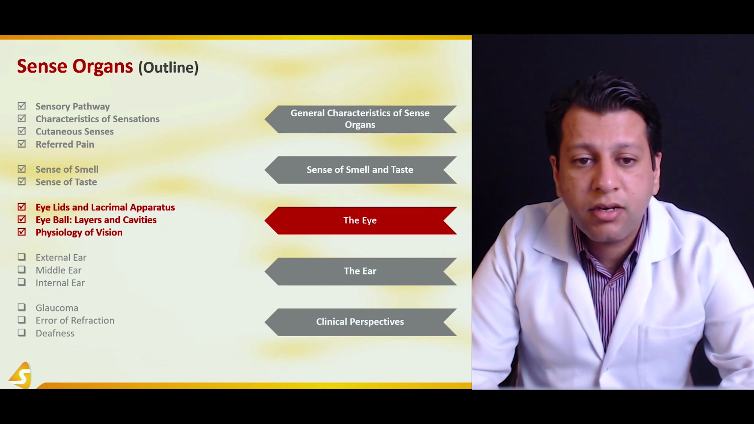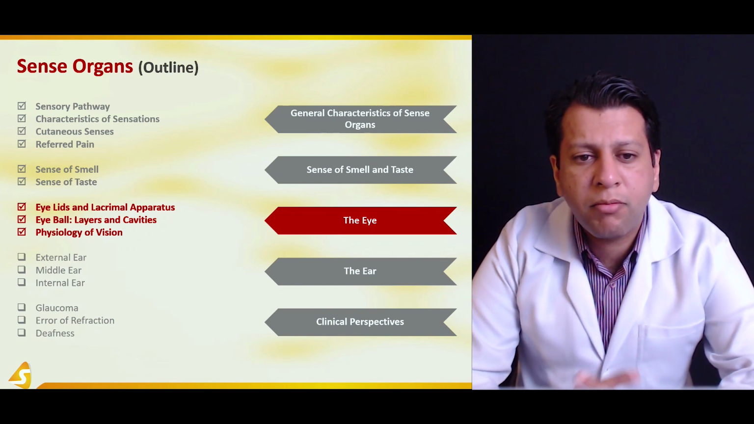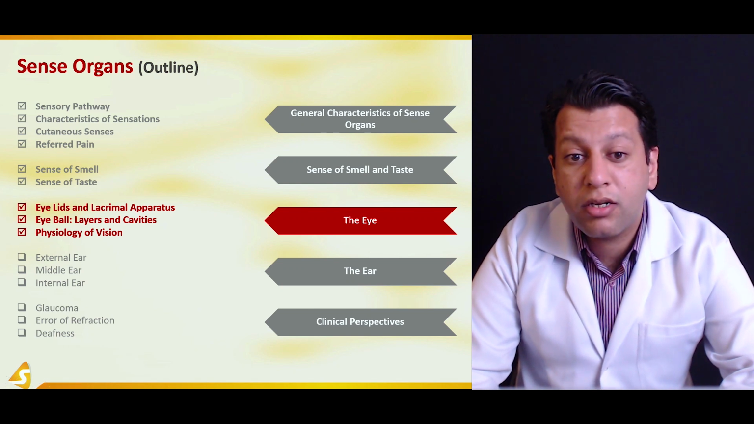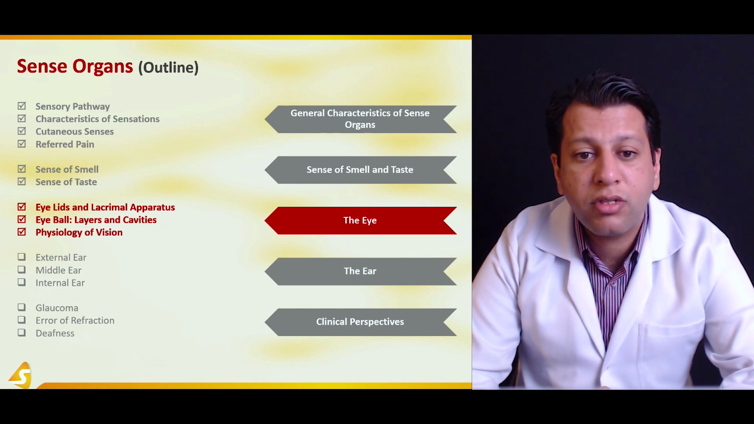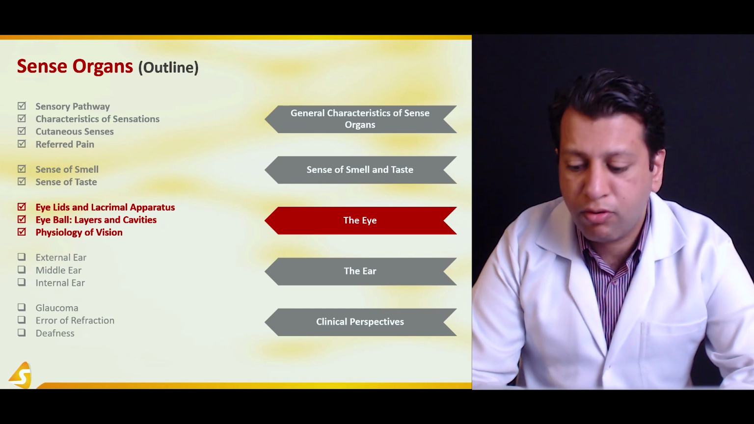So in this section, we have covered the brief anatomy of the eyelids and lacrimal apparatus, the eyeball and layers of the cavity, the muscles which are attached to the eyeball and the movements which take place. And we briefly discussed the physiology of vision.